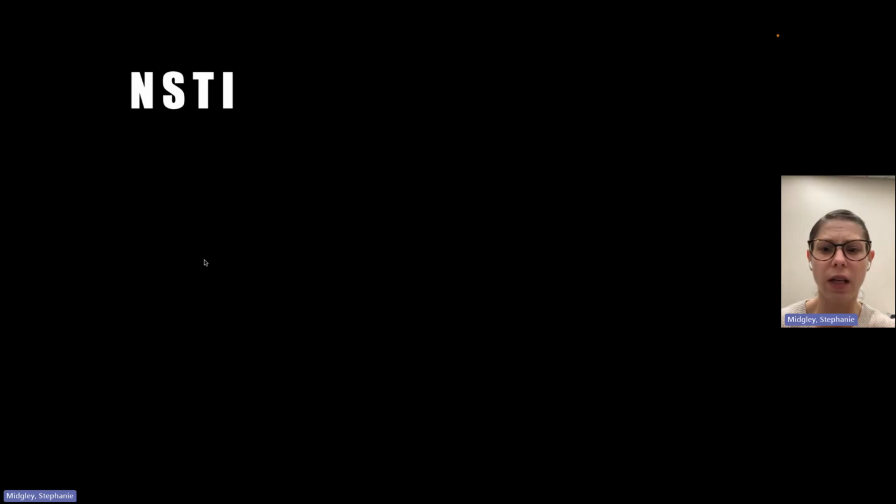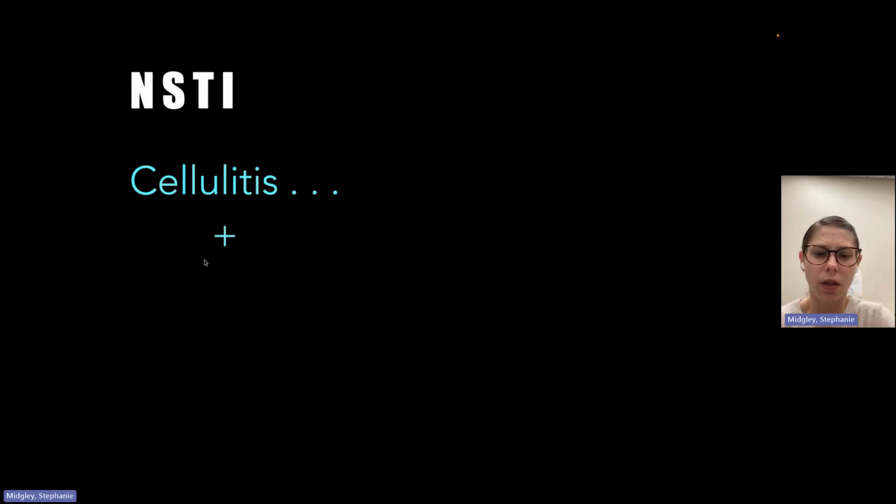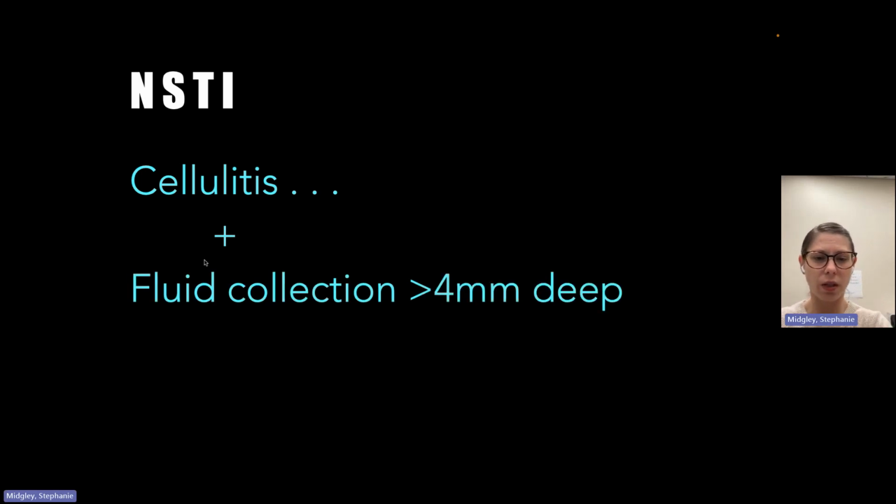All right, so NSTI in summary: cellulitis on steroids. So sub-Q thickening, loss of architecture, cobblestoning, plus that cobblestoning edema starts to layer along that superficial fascia, and it's more than 4 millimeters in thickness.